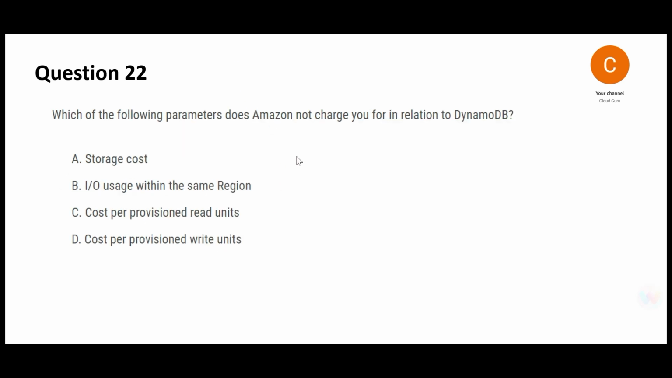Now let's look at this question. Which of the following parameters is free on DynamoDB? What is free here? Is storage cost free? No. You will be charged for storage. If they give you storage free, you would be very lucky.